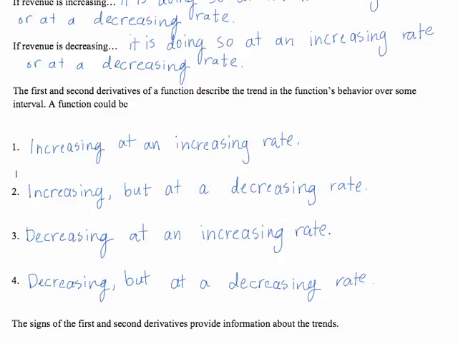If your first derivative is positive, that tells you your function is increasing. But if your second derivative is negative, for example, that means it's increasing but at a decreasing rate. Or if your second derivative is positive, it's increasing at an increasing rate. If your first derivative is negative, then your f of x is decreasing. But if the second derivative is positive, it's doing so at an increasing rate. Or if the second derivative is negative, it's doing so at a decreasing rate.